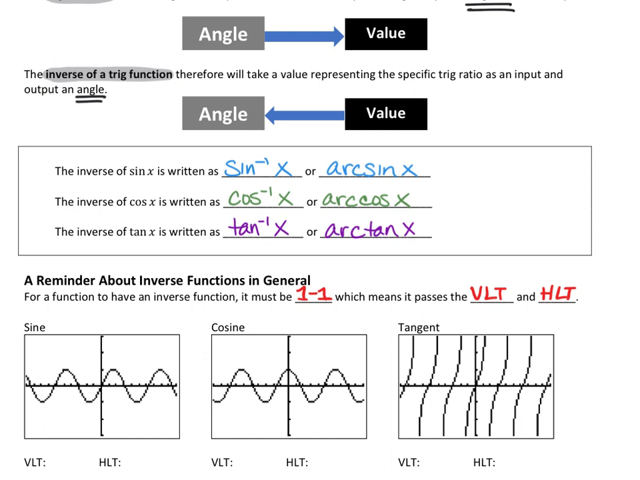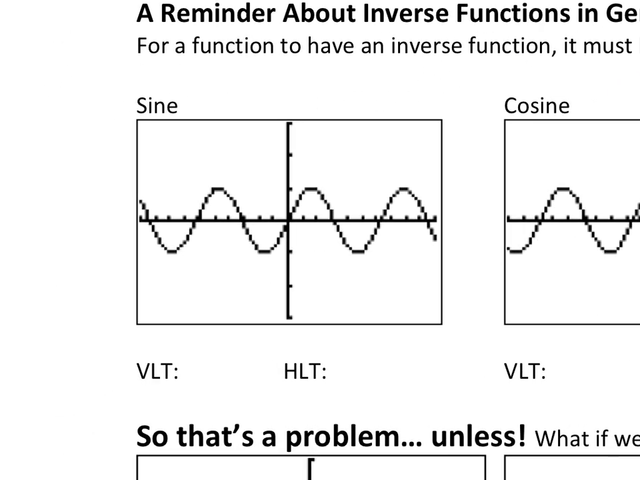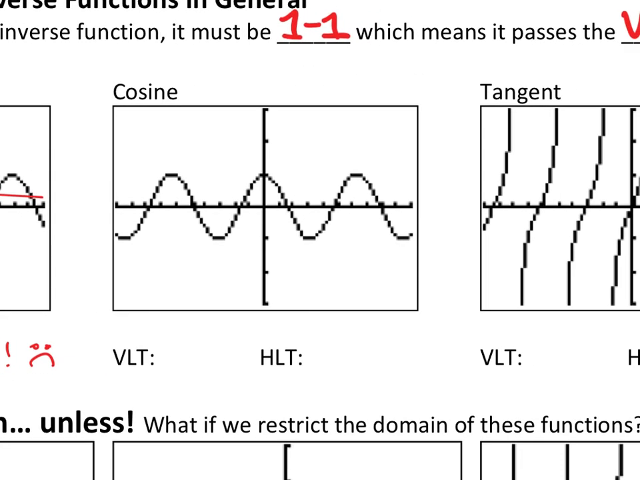Things that are 1-to-1 need to pass the vertical line test and a horizontal line test. So let's look at sine first. Does sine pass the vertical line test? Yes, it is a function, so it passes the vertical line test. So we're going to write pass. Does it pass the horizontal line test? Oh, no, it doesn't. So that is a problem. Put a little frowny face there. Fail. What about cosine?